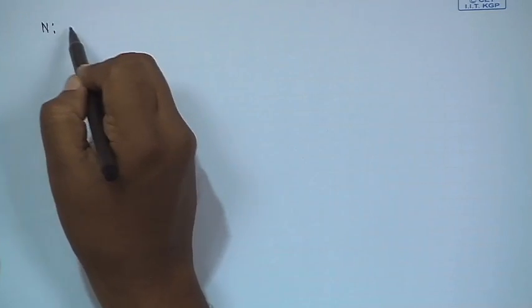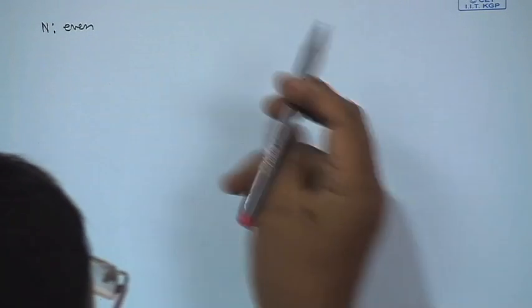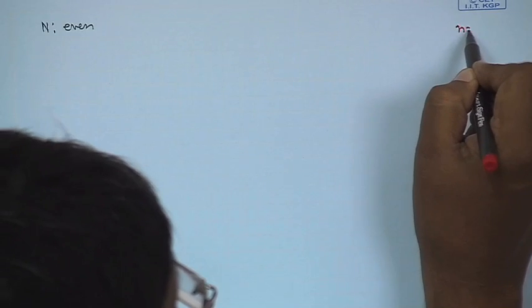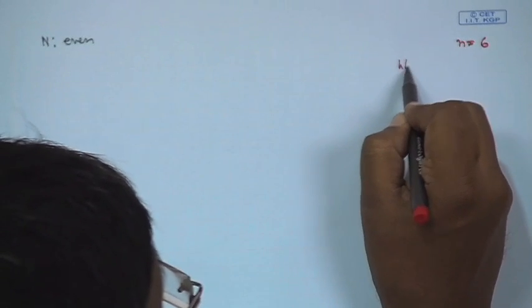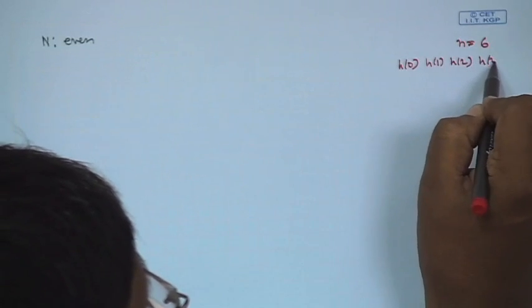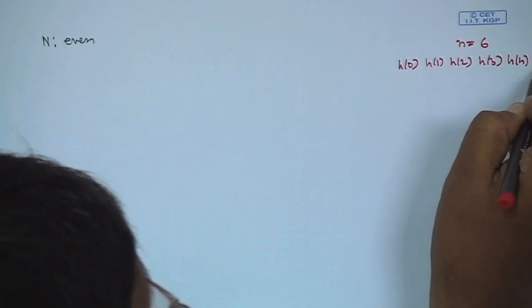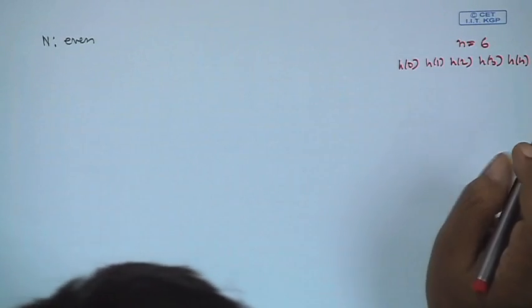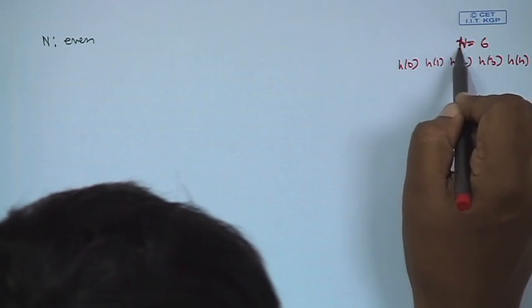Now, we consider the case of n even. If n is even, suppose n is equal to, say, 6. So, you have got H 0, H 1, H 2, H 3, H 4, H 5. So, total 6. I will divide it into just two halves. N is 6, the capital N.